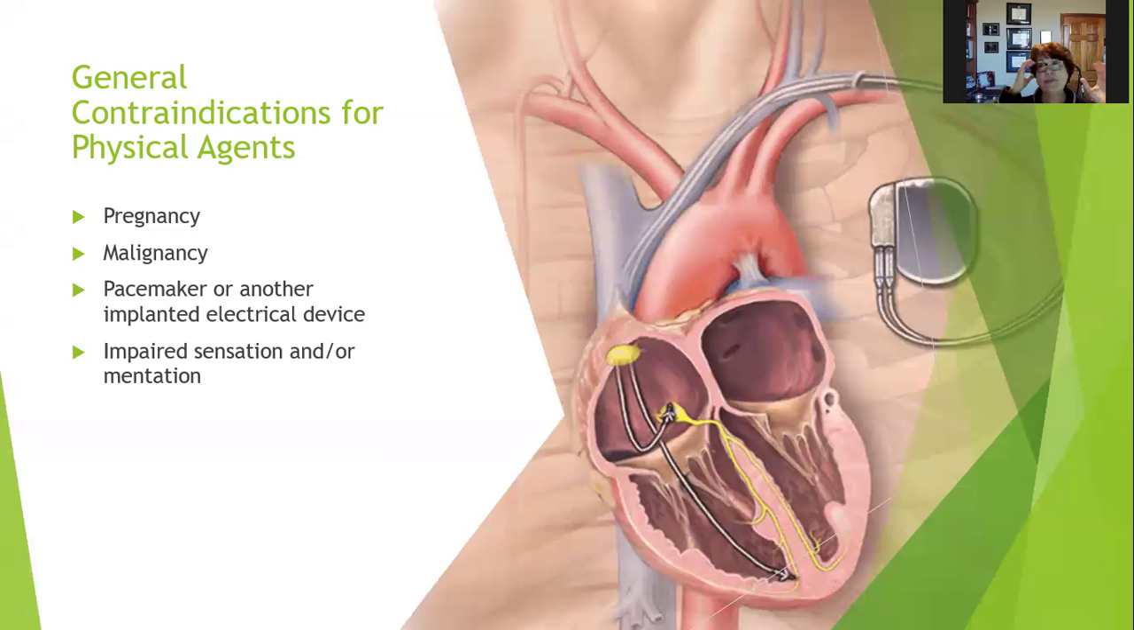And malignancy. So cancer, as we talked about last quarter in pathophysiology, we've got fast growing cells. So we don't want to do anything that affects those fast growing cells or anything that might mechanically break it up and allow it to spread throughout the body. So malignancy is often a contraindication for everything. If you have a pacemaker and you're using any kind of mechanical, electrical, whatever device, that could be a problem. You don't want to mess with someone's pacemaker or their spinal stimulator or their insulin pump or anything like that. If they have impaired sensation or mentation, they're not going to be able to report to you what they're feeling or what's going on, and modalities are probably not the best choice for that person.